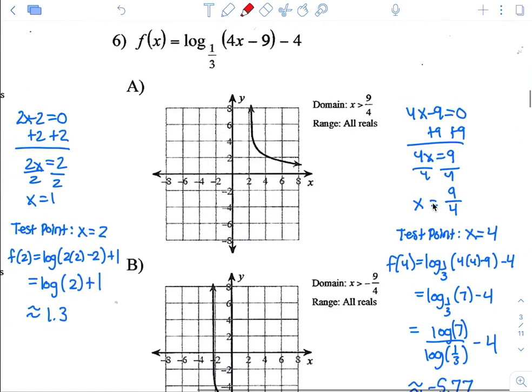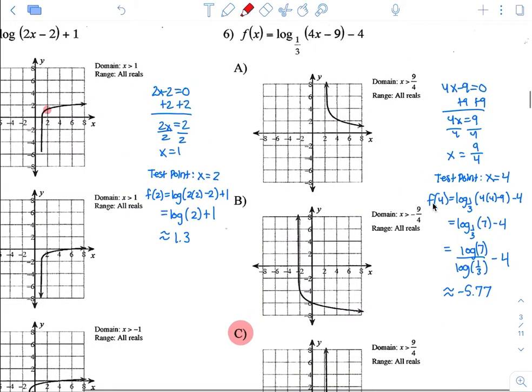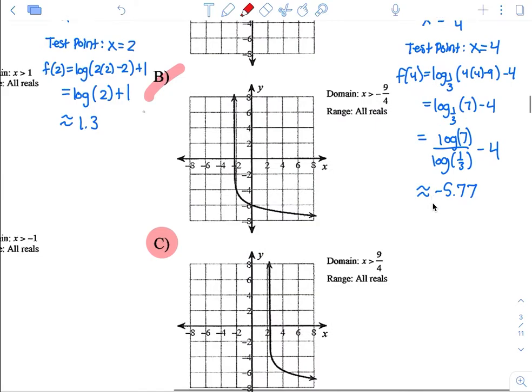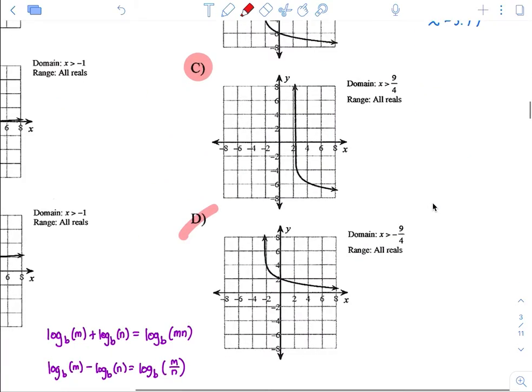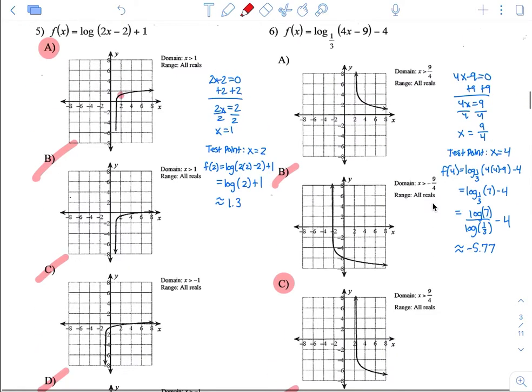Number 6. Set the parentheses equal to 0. So we get 4x minus 9 equals 0. Add 9 on both sides, divide both sides by 4, you get positive 9/4. So x has to be greater than that for the domain, so which graphs work? A works, B does not work, C works, D does not work. So we're just debating between A and C.